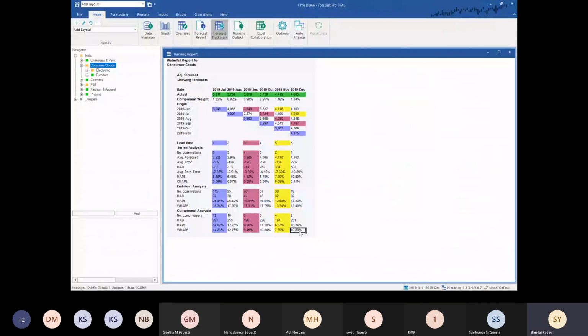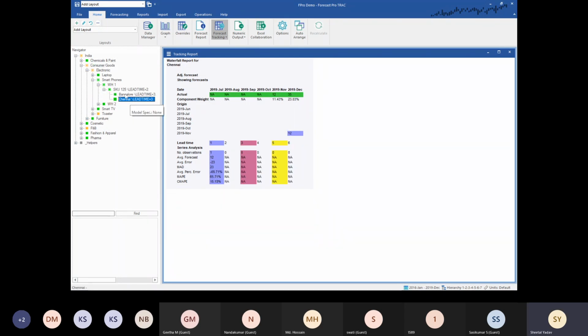So that's what you get to see, and I hope the component analysis is clear to everyone. Component means the next component values are taken into consideration to calculate the error. And then we have the end item analysis. Now, how do we do end item analysis? We open up the hierarchy to the last level. In this case, we have this SKU getting sold in Bangalore and Chennai.